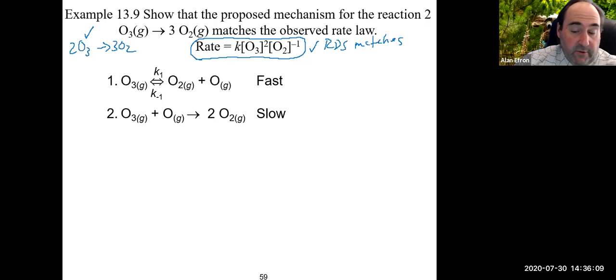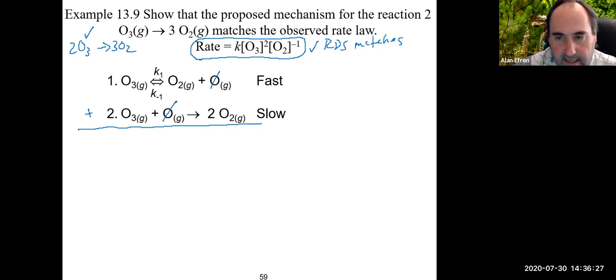So let's start with the easiest thing to do, which is to add these together. If we add both of these equations together, we are going to perhaps get some stuff that cancels out. It looks like an O cancels, and that is it, I think, in terms of cancellation. So what we are left with on the left-hand side of the arrow is 2O3. On the right-hand side of the arrow, we have an O2 there and 2 O2s there. That is 3O2. So that is a check to that part of it.